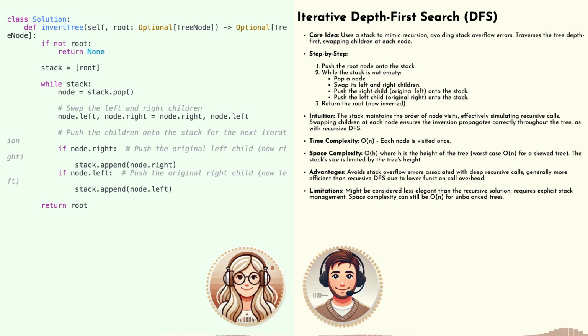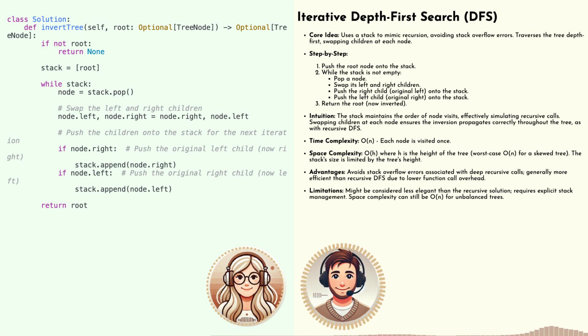And when that stack's empty, we visited and swapped every single node, so we end up with a fully inverted tree. Yep, that's it. Iterative DFS is really just mimicking what recursion does, but instead of relying on the function call stack, we're managing it ourselves. This is fascinating.